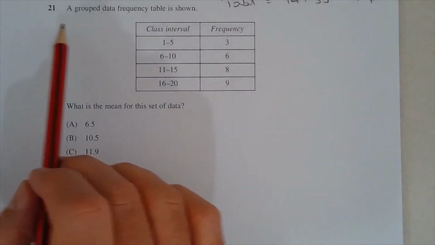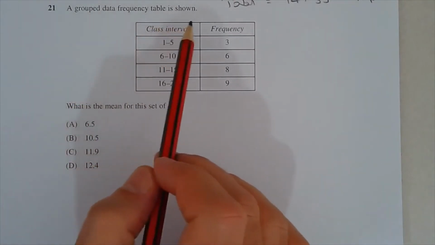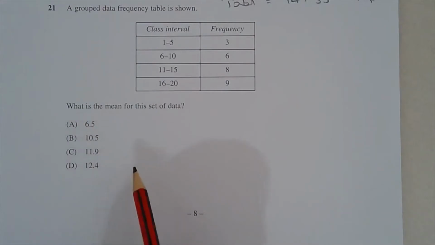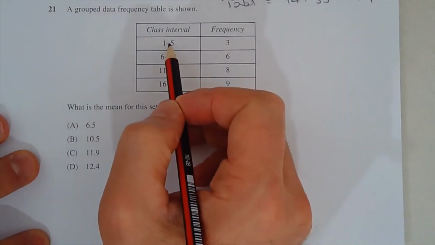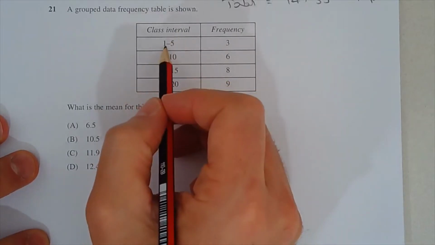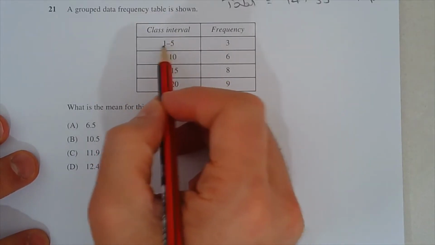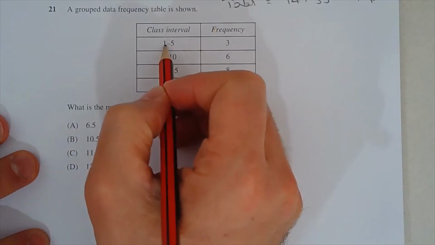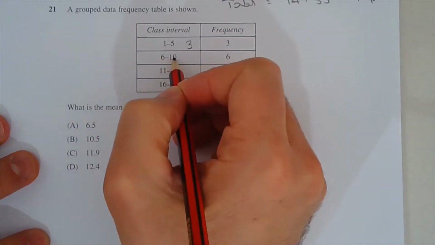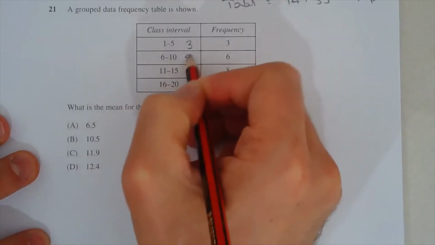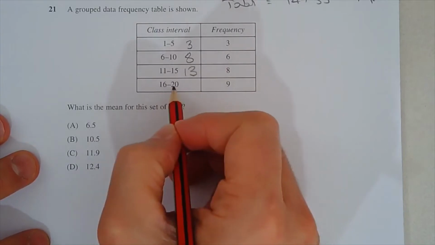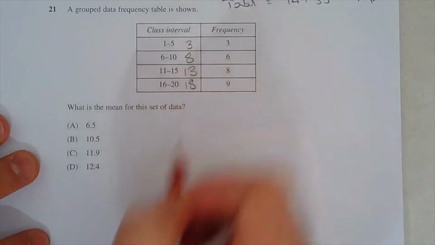Question 21. A grouped data frequency table is shown. What is the mean for this set of data? Now, first thing we need to do is to work out the center of each of these class intervals, which is the average of each of the two endpoints. So the average of 1 and 5 is 3. Okay, add the 2 and divide by 2. The average of 6 and 10 is 8. Average of 11 and 15 is 13. And the average of 16 and 20 is 18. So just the midway point.